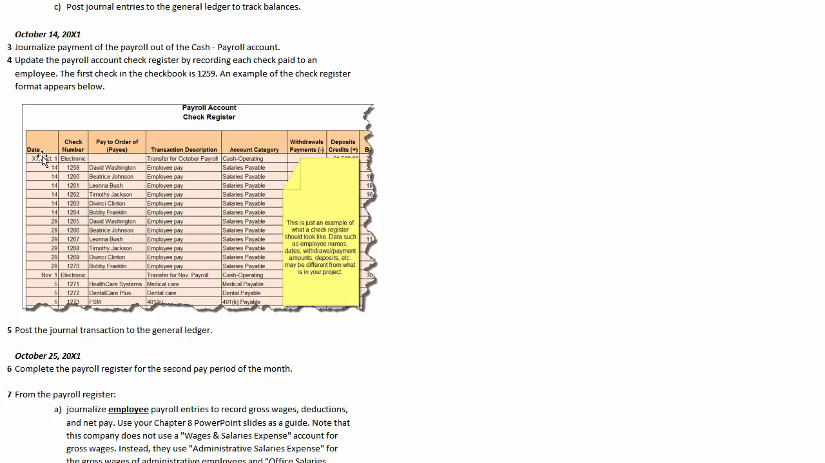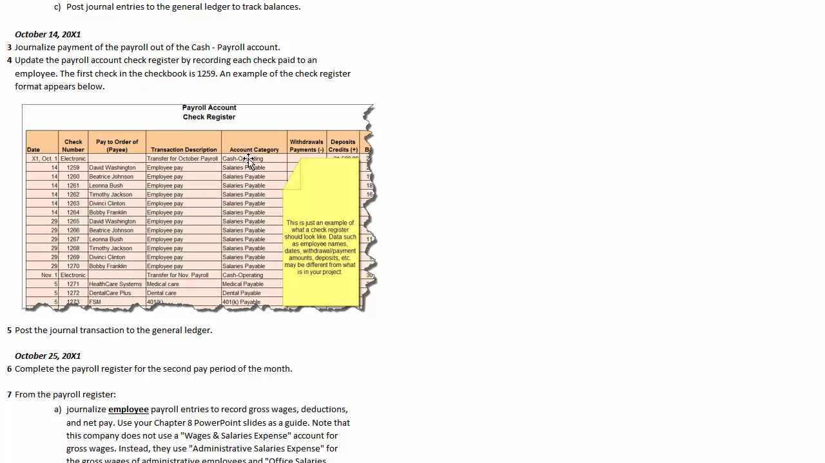So what we're going to do is put in the date and the check number. In this case, the instructions said it was electronic funds transfer, so you can put the word electronic or EFT. And since we are just transferring it to another account inside the company, there is no pay to order of. And then the transaction description is transfer for October payroll.